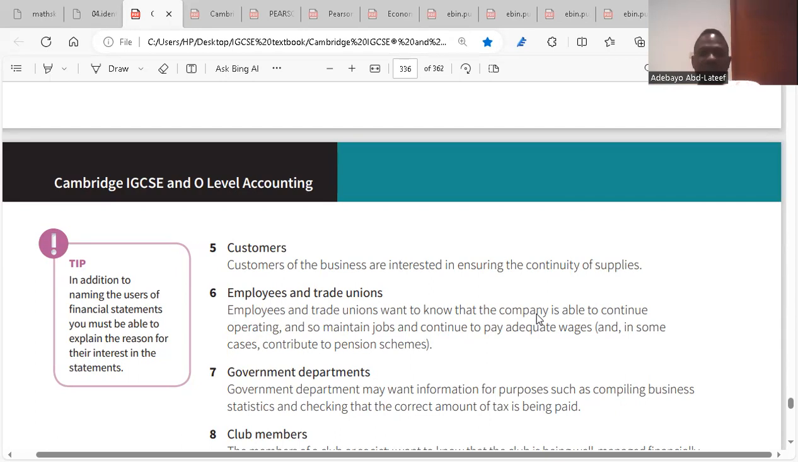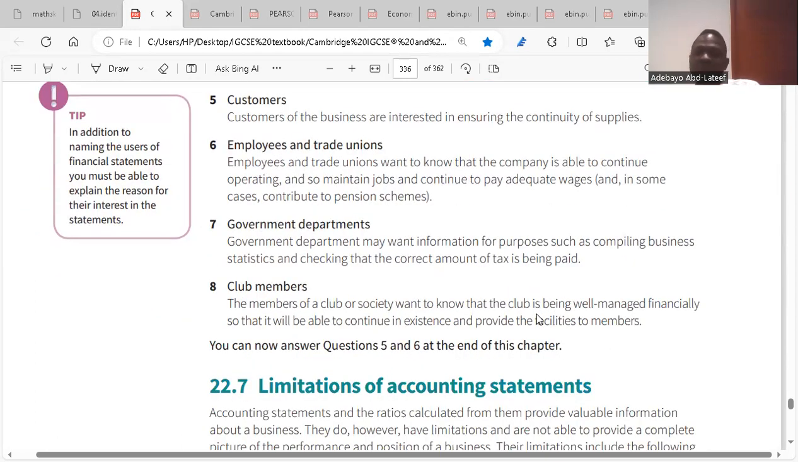Yes. Government departments. Government departments may want to see the statements. Employees and trade unions want to know that the company is able to continue operating and so maintain jobs and continue to pay adequate wages, and in some cases contribute to pension schemes.